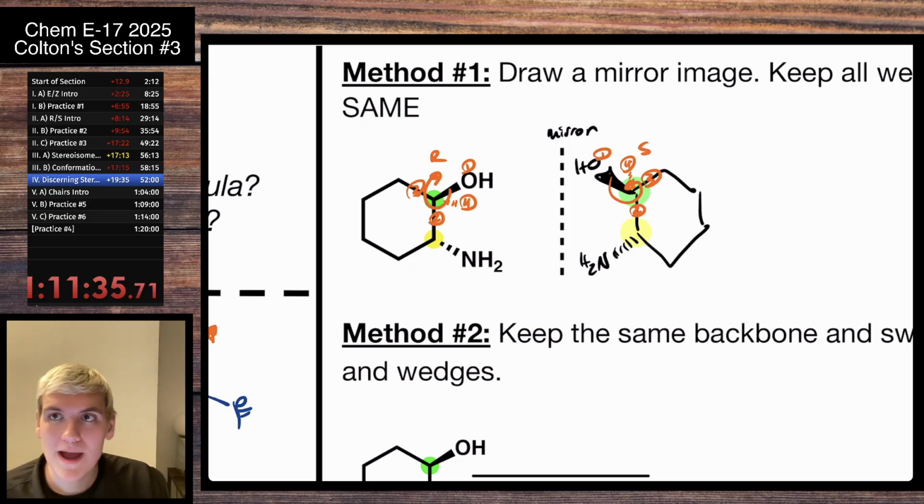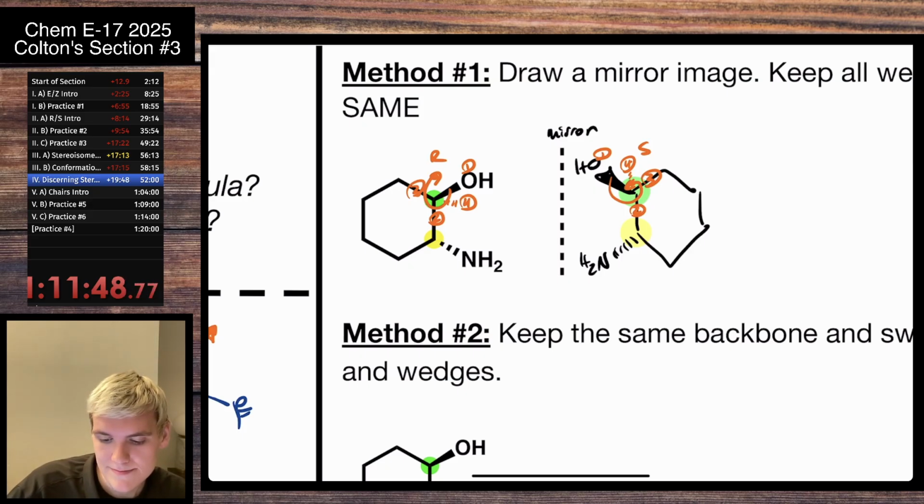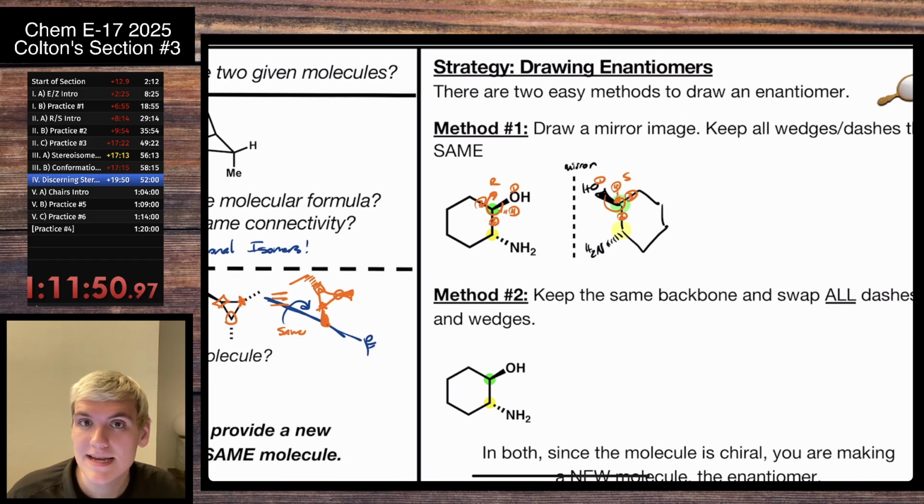And so this is also why I like to start with R and S and E and Z, because if you ever get confused on some of these, if push comes to shove, you can assign the R and S, especially with a simpler or smaller molecule. It's not too overwhelming. So that is one way of drawing enantiomers. And sometimes this mirror image way is going to be really easy and good.